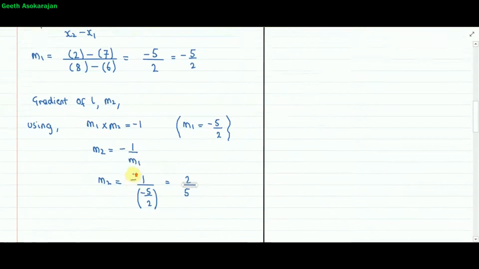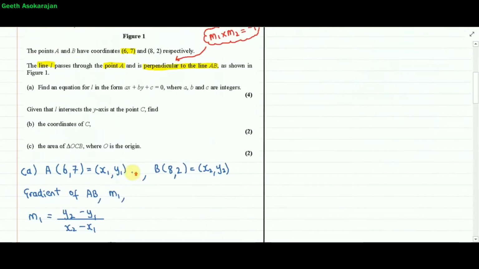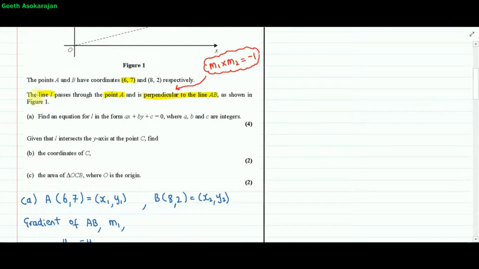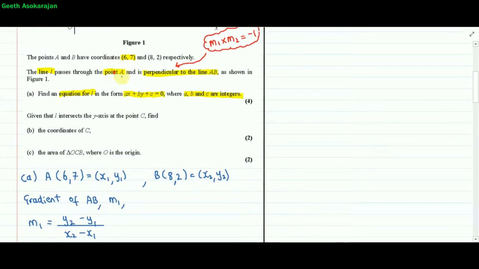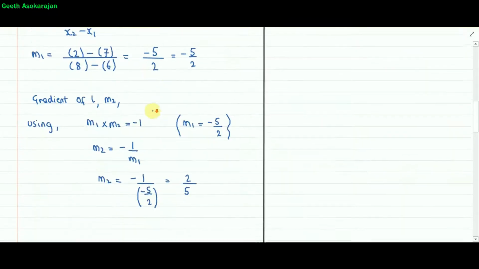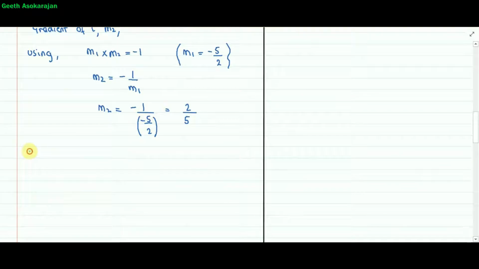Okay, so if we go back to the question, the question did say that the line L passes through A, which has coordinates 6, 7, and is perpendicular to AB, and we need to work out the equation for L, specifically in the form ax plus by plus c equals 0, where a, b and c are integers. So let's work out the equation of L. It passes through the point A. So let me continue over here. So the equation of L.